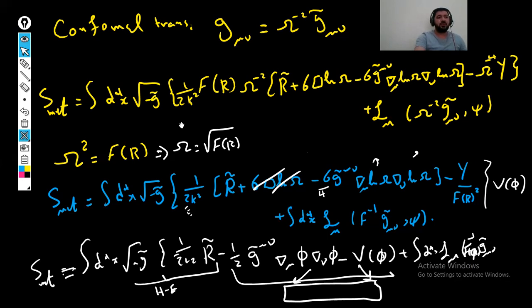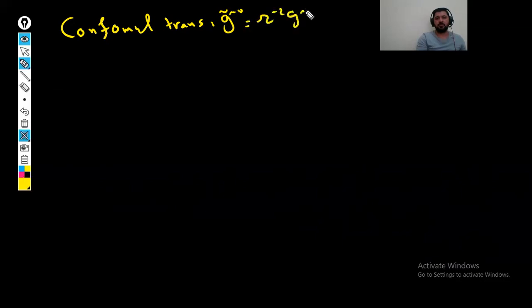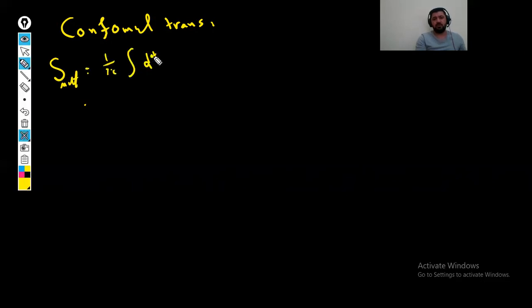Now we are dealing with this new action. So now, after the conformal transformation, we bring our action to this form: S of the metric, 1 over 2 kappa squared, the integral of d4x, the square root of minus g tilde, and we have here 1 over 2 kappa squared R tilde.